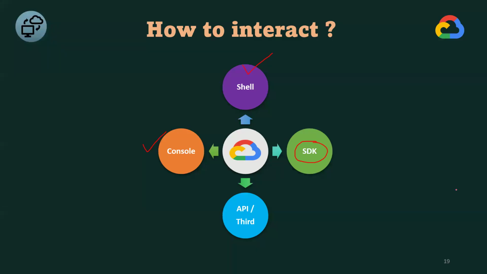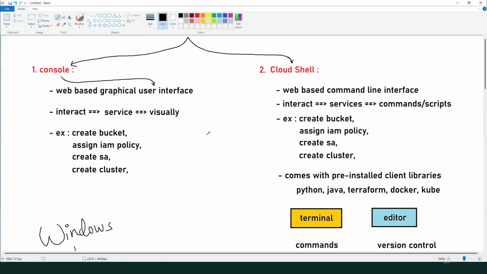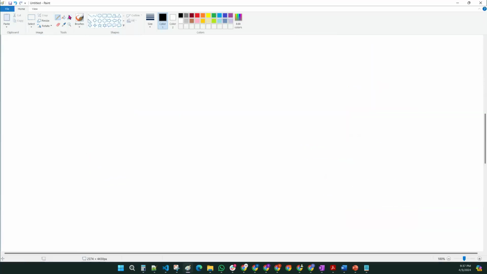Again, if anyone has any questions, I do not see anyone raise a hand. Okay, so now come back to here. We have the console, we have Cloud Shell. The third method is also there.